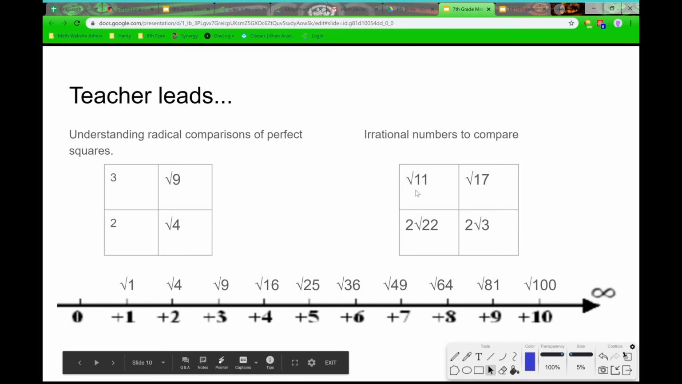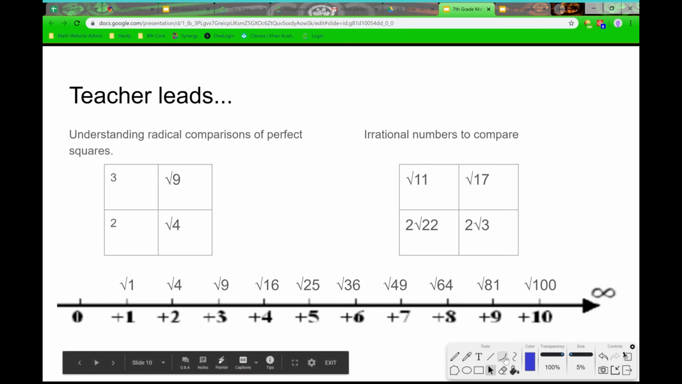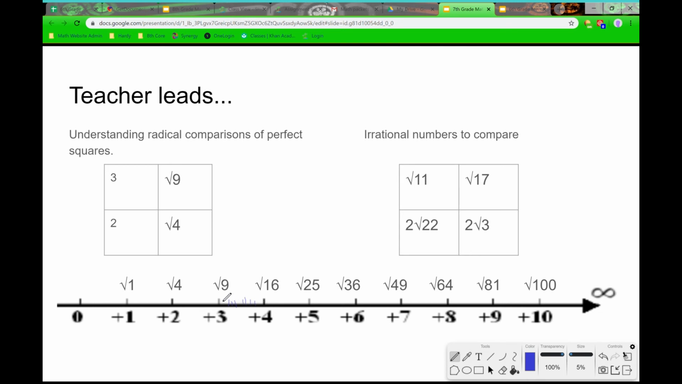So I look up here, radical 11. Well, radical 11, that's somewhere between 9 and 16. Well, 9, that's a distance of 7 there. So if I want to, I can go 1, 2, 3, 4, 5, 6, 7. I can break this off into 7 chunks, and I can say I'm at 11. So that's about there. The radical 11 is about right there.